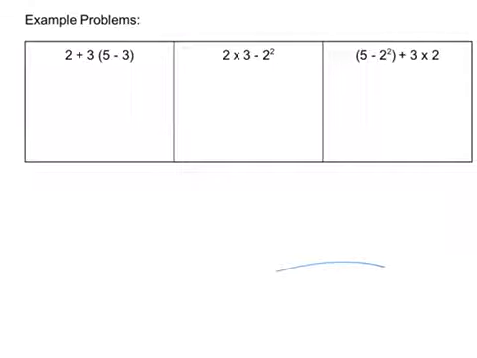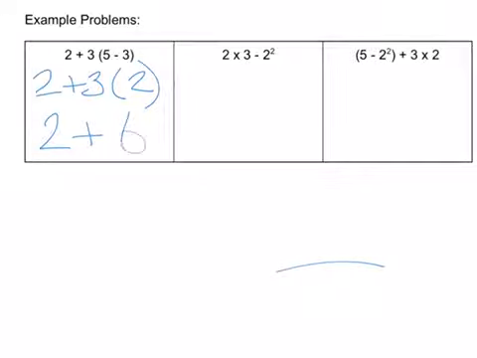The first step would be inside the parentheses. So I do 2 plus 3, and inside the parentheses, 5 minus 3 is 2. So notice how I wrote out that whole first step. I want to see that. I want to see what you're thinking, what you're doing as you go. Okay. My next step, I need to multiply these two guys together. So I'm going to do 2 plus 6, because 3 times 2 is 6. And then my last step, 2 plus 6 is 8.